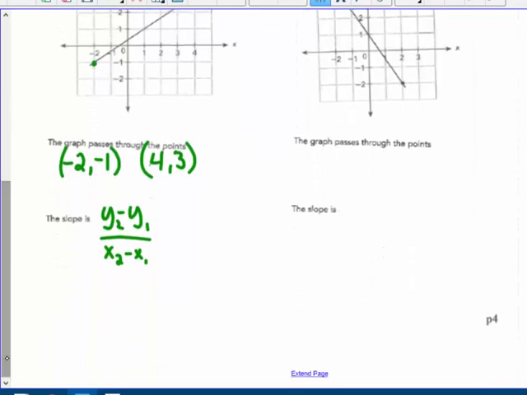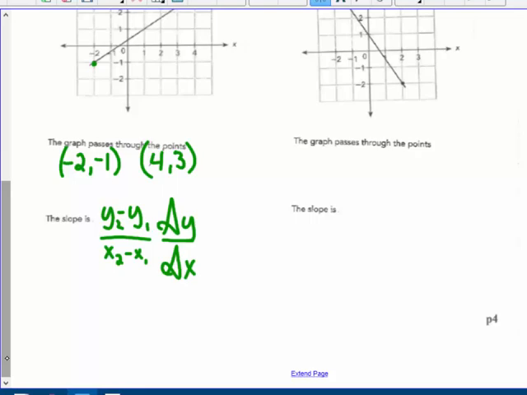Delta means difference. Difference means subtract. So I shortcut, because I don't want to keep writing y minus y and x minus x, and I don't want to put the little 2 and the 1 in. So I say delta y over delta x.